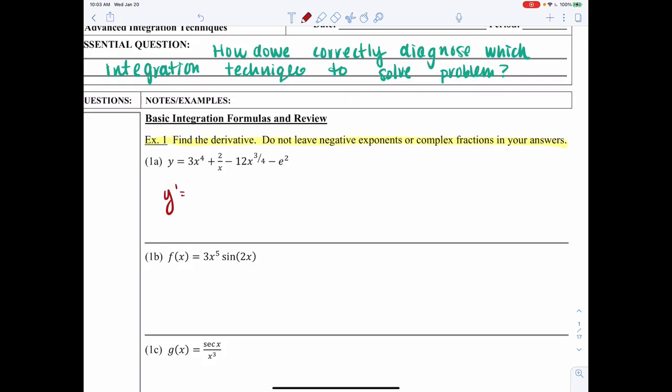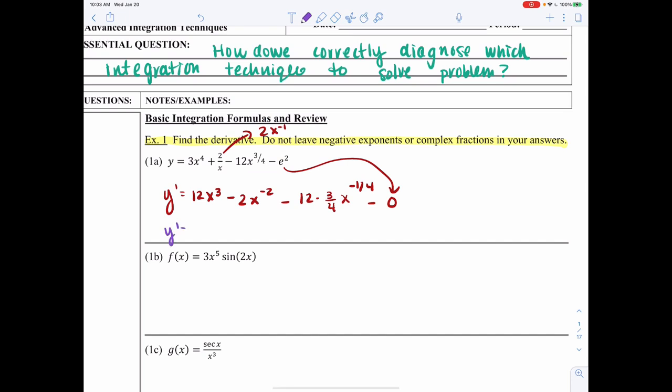So using our power rule, we get 12x cubed. Remember that this is 2x to the negative 1, so using our power rule, we're going to get negative 2x to the negative 2. The derivative of 12x to the 3/4 is going to be 12 times 3/4 x to the, if we do 3/4 take away 4/4, we'll get negative 1/4. And I threw this on here to just try and trick you because that's just a constant, so that will be 0. We're not going to leave any negative exponents in our answer, so our final answer is going to be 12x cubed minus 2 over x squared minus 9 over the 4th root of x, okay?